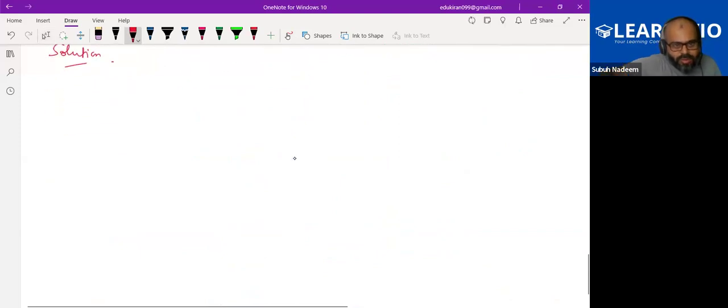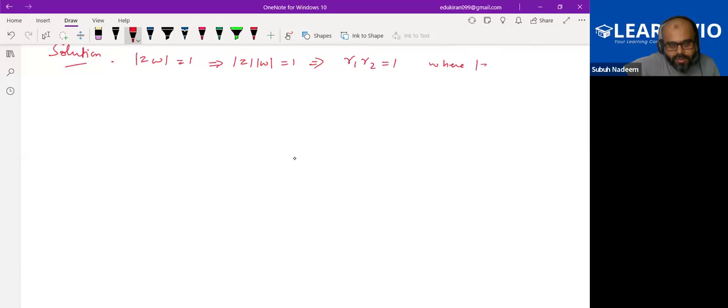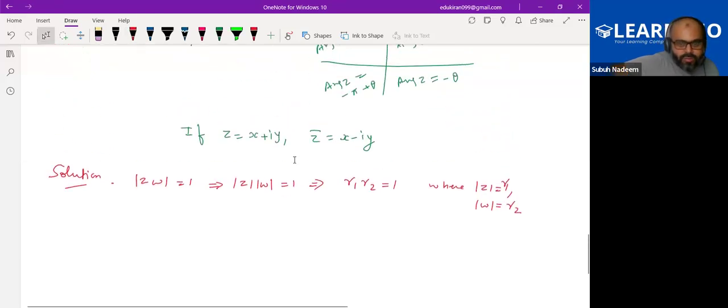First of all, this is what is given to us. So by property of modulus, we can write it as mod Z into mod omega is equal to 1. And let us call mod Z as R1 and mod omega as R2, so R1 into R2 is 1. So we write it like this.